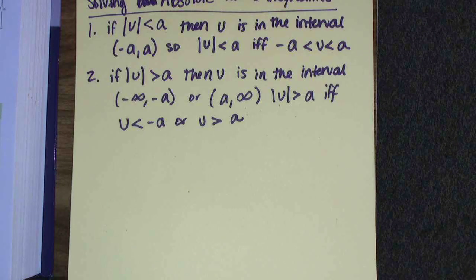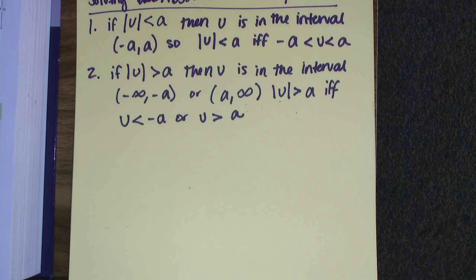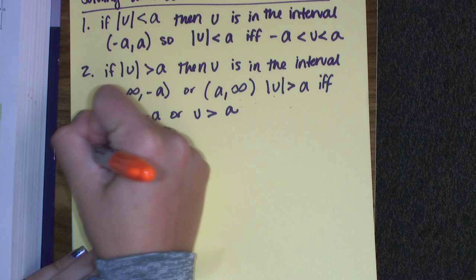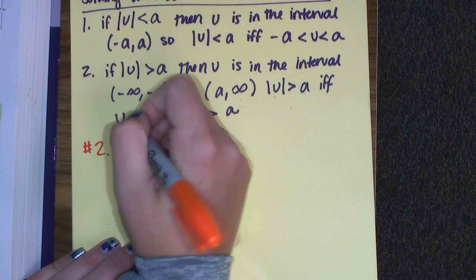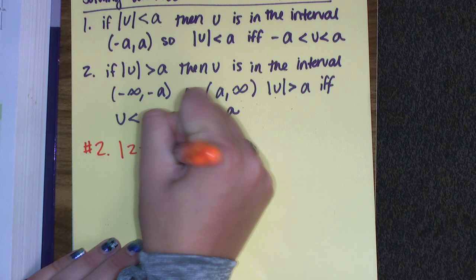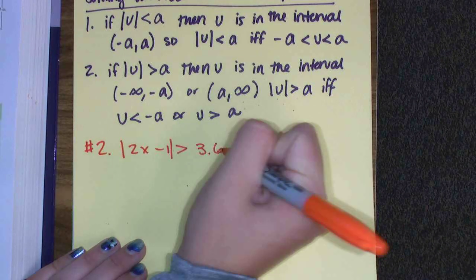All right. So example, from 1 through 8, it says to solve the inequality algebraically, write the solution in interval notation and draw its number line graph. Let's see. Number 2 to start with. The absolute value of 2x minus 1 is greater than 3.6.